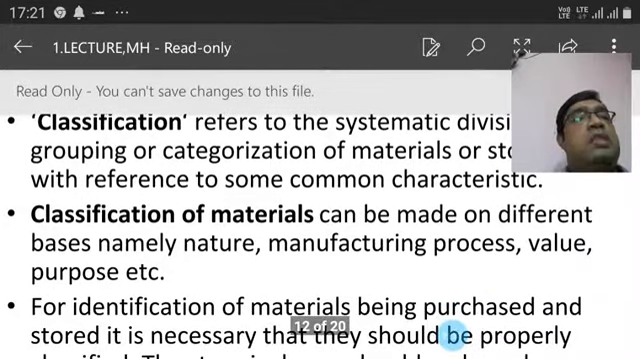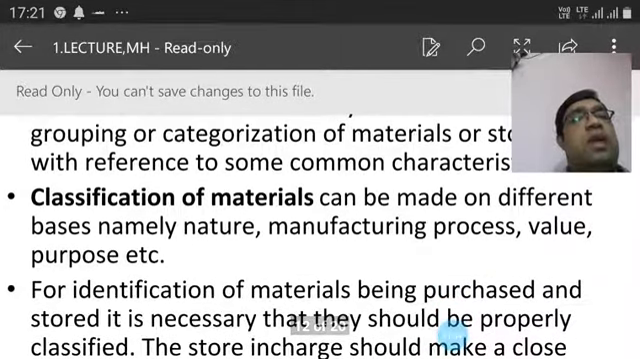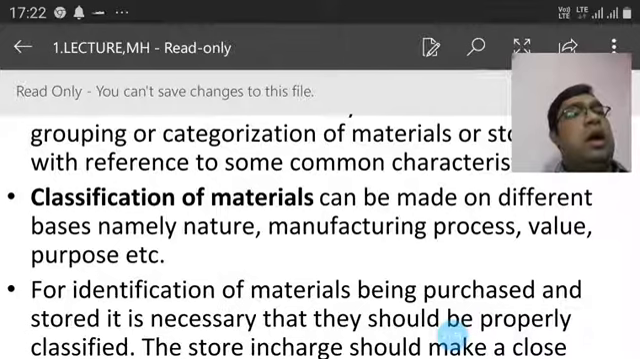Classification of materials can be made on different bases, namely nature, manufacturing process, value, purpose, etc. Basically, there are different types of nature of our materials. Then you require the classification of the nature of these materials, like liquid, fluid, solid, and different types of unordered shapes of materials.